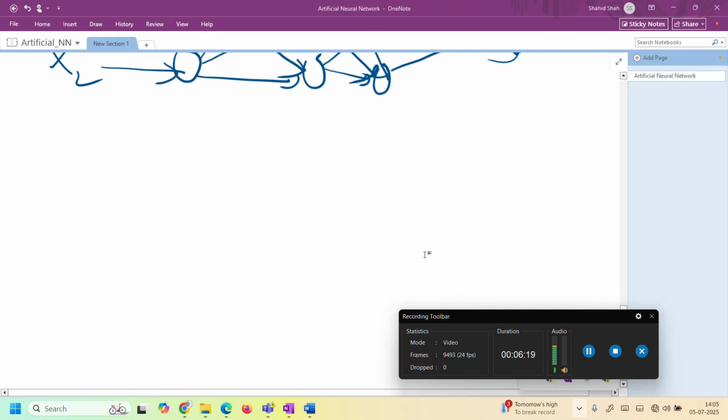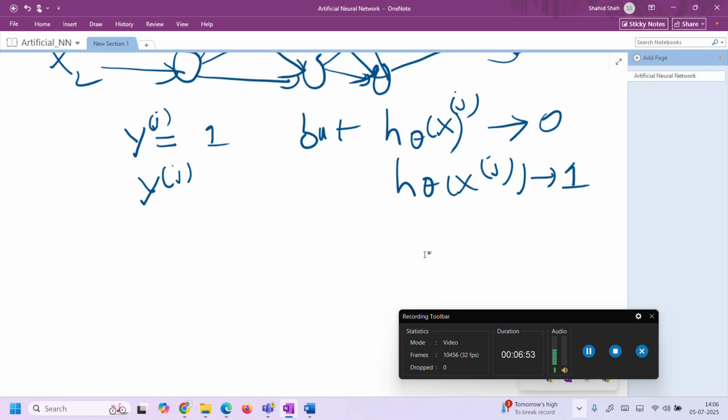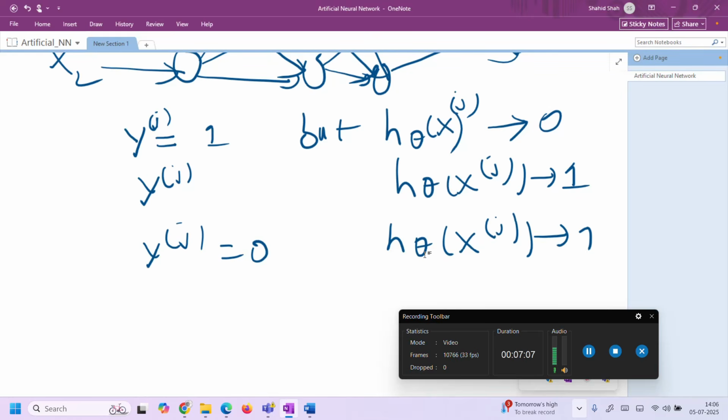You need a cost function such that if there is an error, and what is an error? I repeat: if in the actual data set, for any jth term, yj is actually 1, but your h theta of x for that particular data point is very small, close to 0, then this is an error. The cost should blow up, it should go to infinity. Similarly, if yj is 1 and h theta of xj goes to 1, that is, the decision is correct, then the cost should be as small as possible. Since we are taking only non-negative costs, it can be 0. Similarly, if yj is 0 but h theta of xj tends to 1, this is also an error.